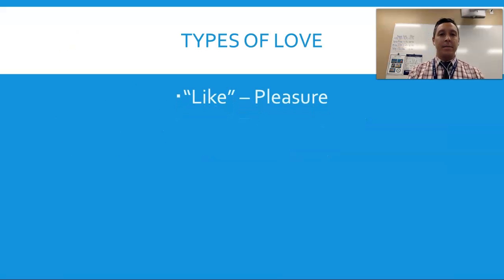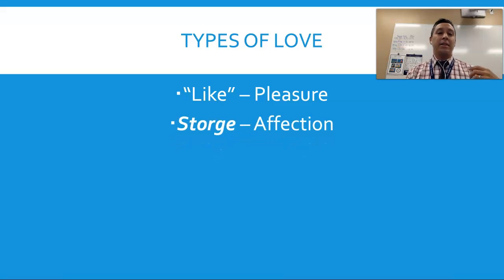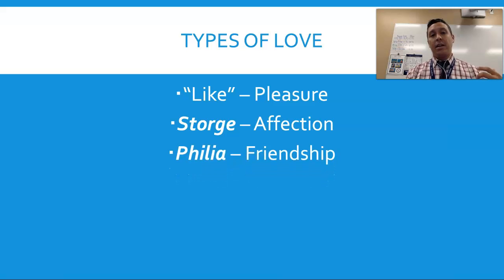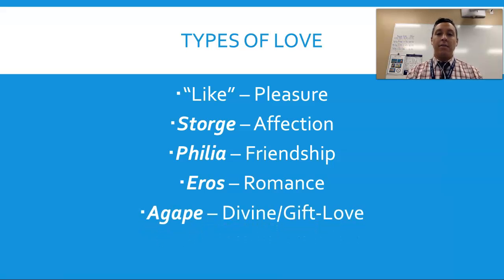C.S. Lewis outlines these different types of love. He says we have the English like, which he is going to define as pleasure. There is the Greek storge, which is affection. There is philia, which is friendship. There is eros, which is romance. And there is agape, which is divine or gift love. And so we have these five things.